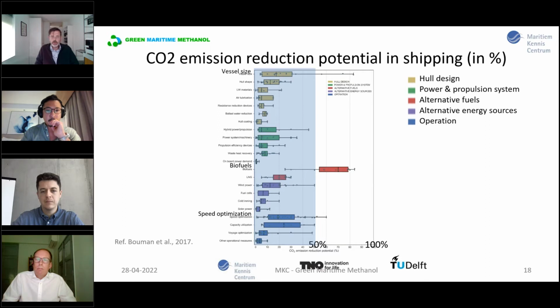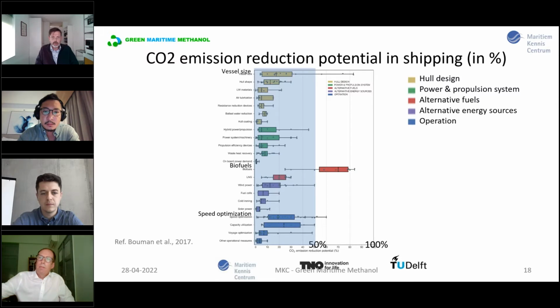It shows you the CO2 emission reduction potential in shipping. And you see the yellowish brown is the hull design measures that you can take. The green ones are the measures that you can take for power and propulsion systems. The red ones are for alternative fuels. The purple ones for alternative energy sources, and the blue ones on the operation.